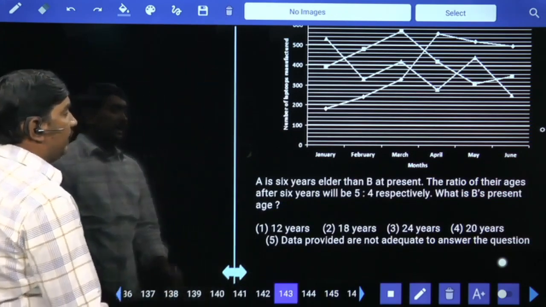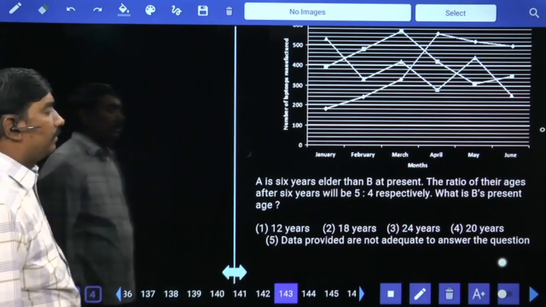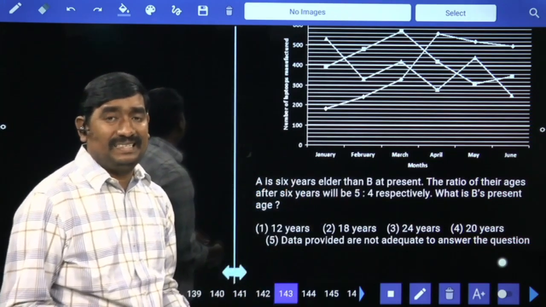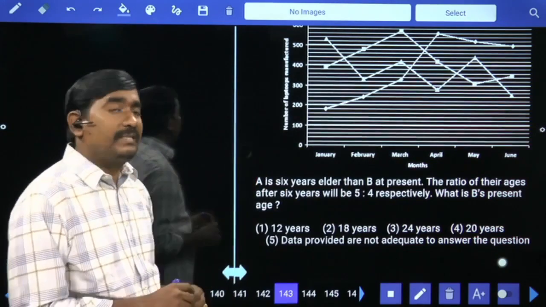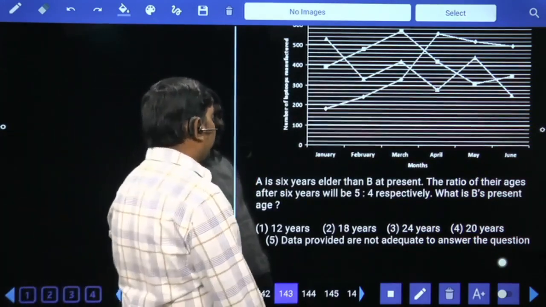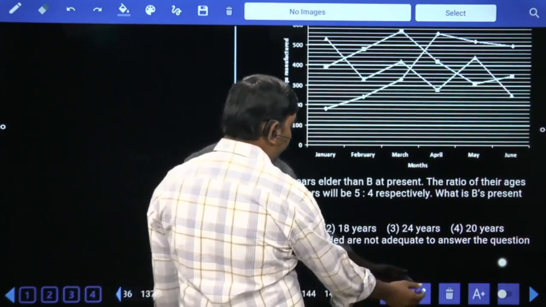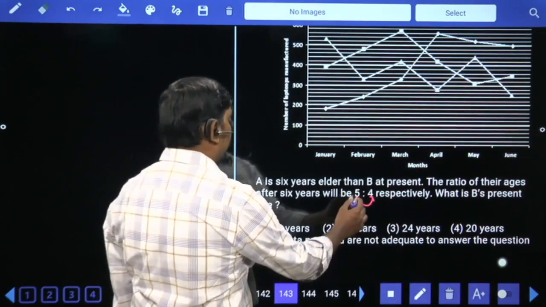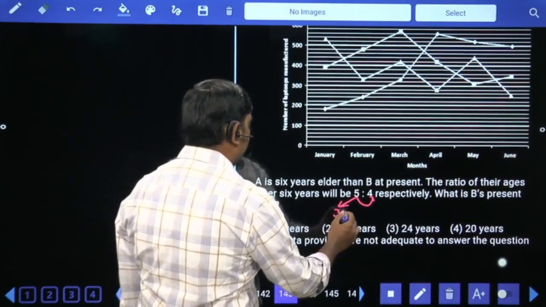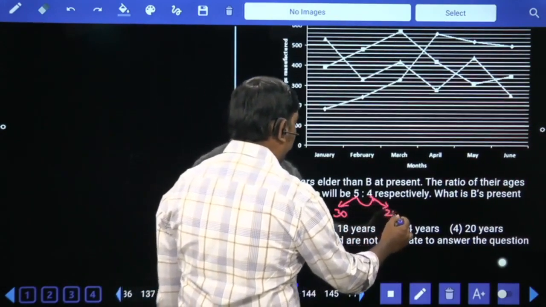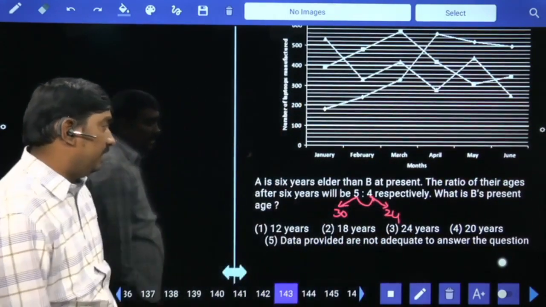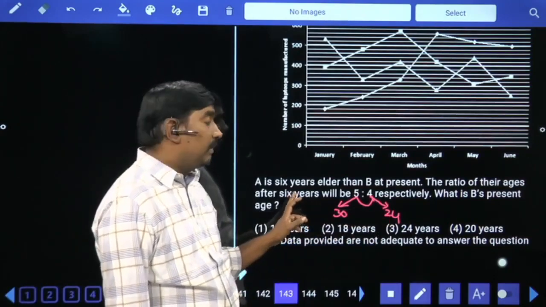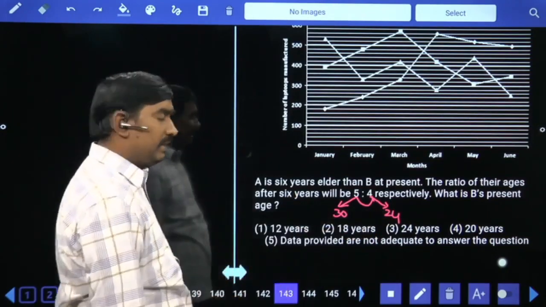A is 6 years elder than B at present. So the difference between A and B is 6 years. Today the difference is 6 years, it means at any time the difference is 6 years only. The ratio of their ages after 6 years will be 5:4. Difference is 1 part, that 1 part value 6 years. Then 5 parts value 5 sixes are 30, 4 sixes are 24. What is B's present age? 24 years is the age of B after 6 years. After 6 years 24, then present age is 18.